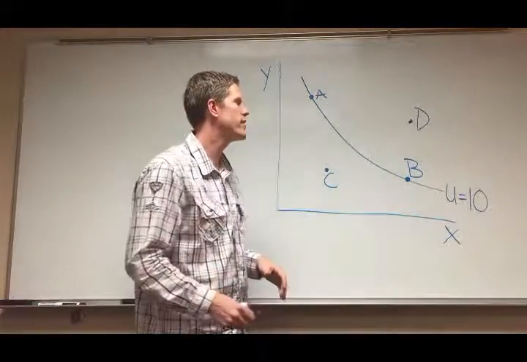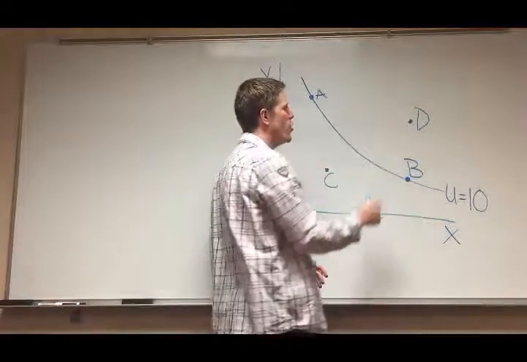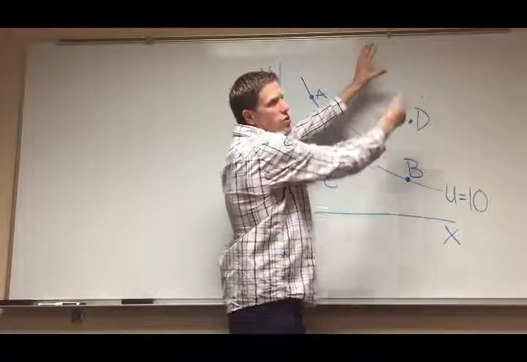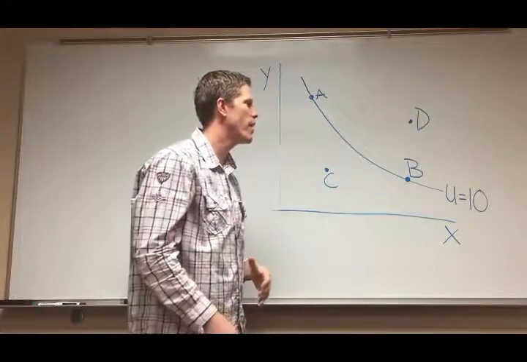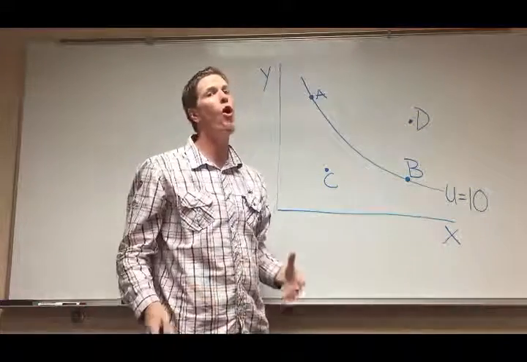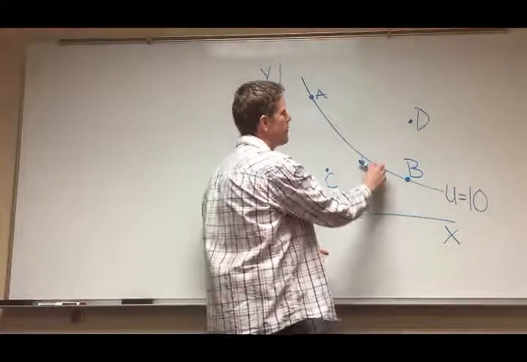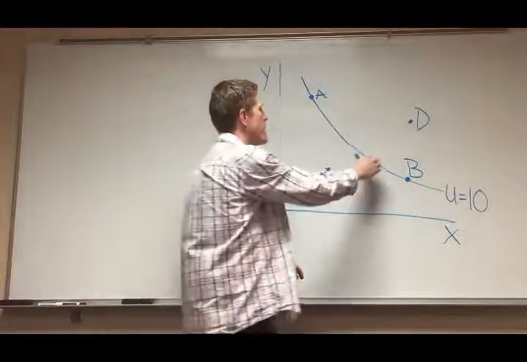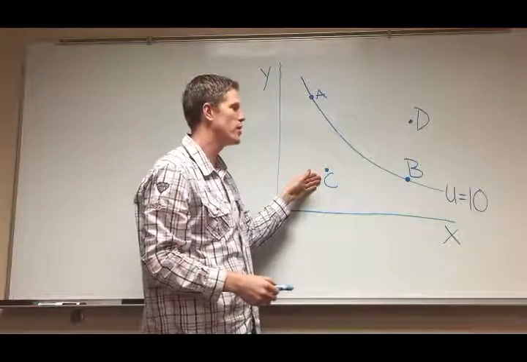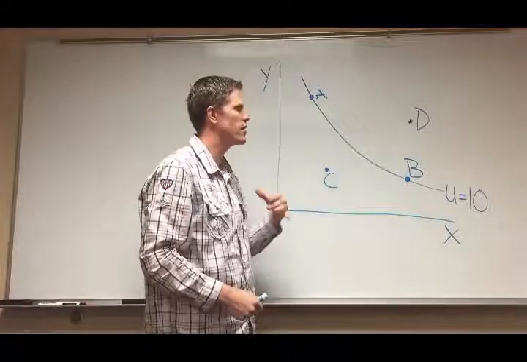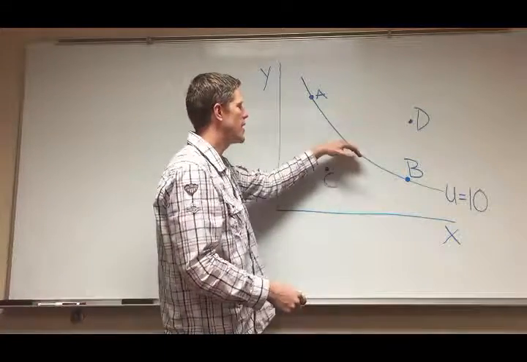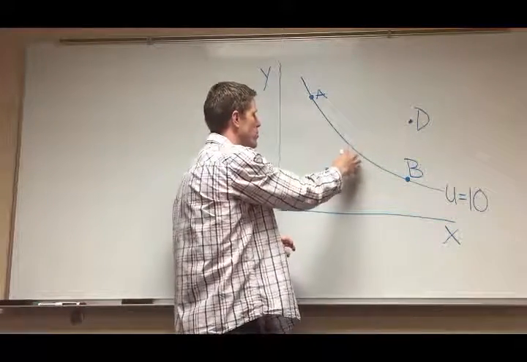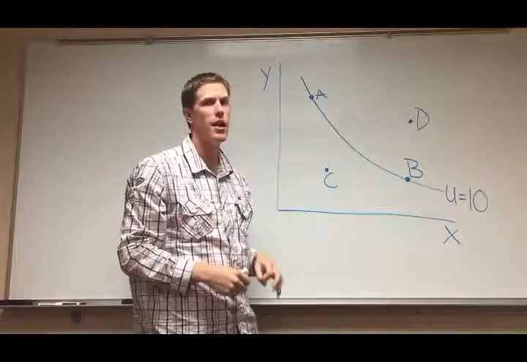Now we said more is preferred to less. So if we can move to the northeast of a point on this indifference curve, say at some point like point D, we know that we're going to be better off. So any indifference curve that we find that's further out to the northeast is going to be better off. And then point C, we know is worse off. We don't know what level of utility, but we know it's lower than the level of utility of 10 because it is not to the northeast of where we're at. So we're moving to less preferred as we move down to the southwest.